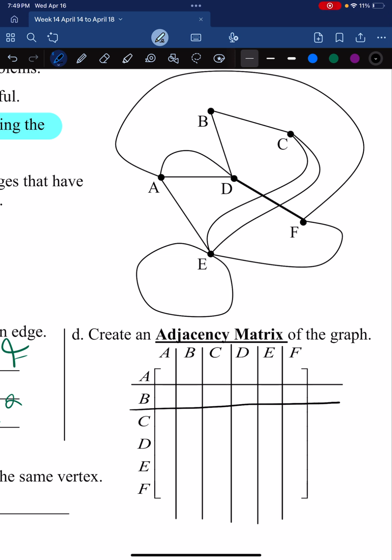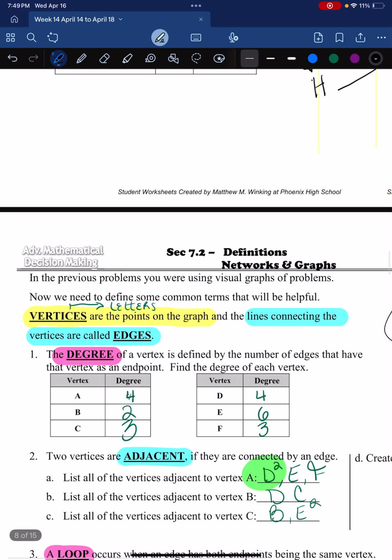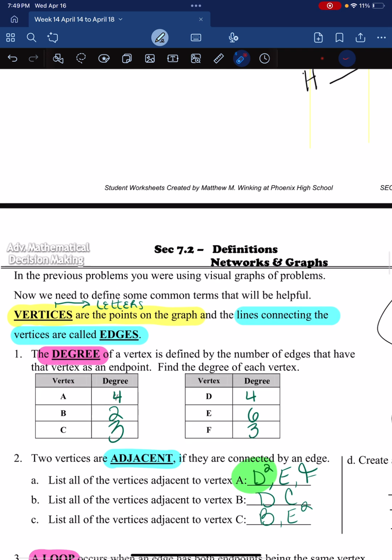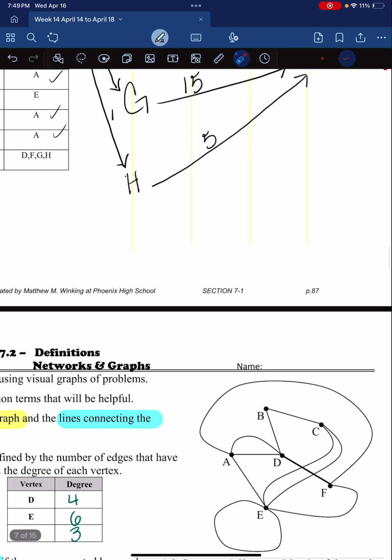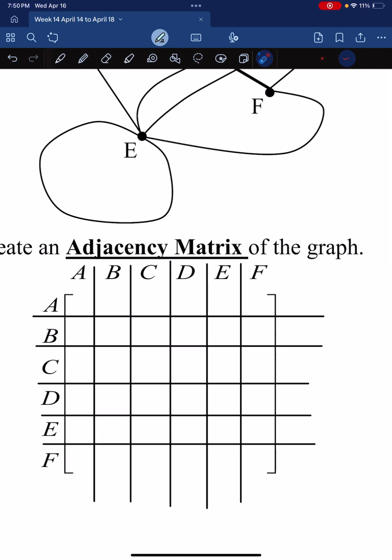So one thing that is awesome about this matrix is that when you add up all of the numbers in each row or column, that total number will represent the degree. Let's go ahead and flash back again. Degree is the number of edges that each vertice has. So A has 1, 2, 3, 4 edges. That means A's row is going to have a total of 4, and we can either add that up or down.